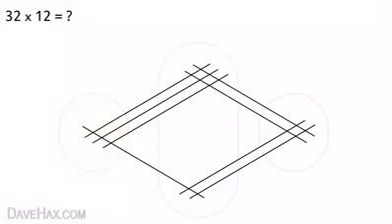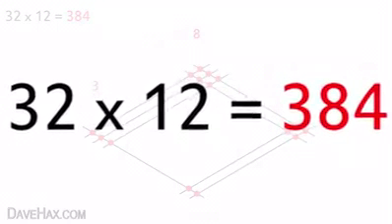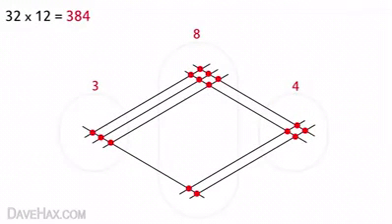And starting from the right, start counting the dots. 1, 2, 3, 4. 1, 2, 3, 4, 5, 6, 7, 8. Write that here. And finally, 1, 2, 3. 3, 8, 4. 384. There we have our answer. Simples. But it does get a little more complicated if we add more lines. I'll show you. Let's multiply 14 by 23.